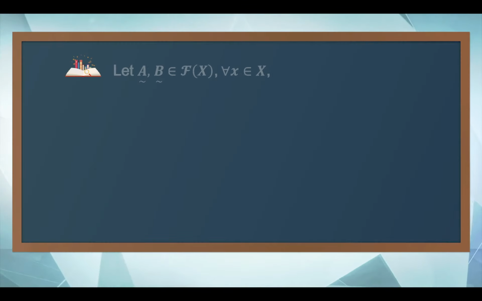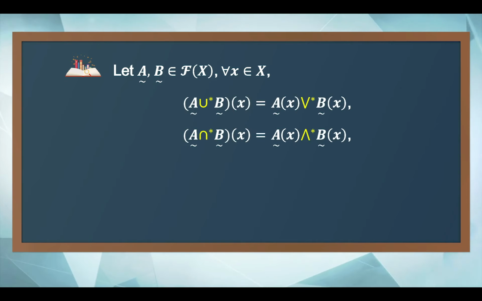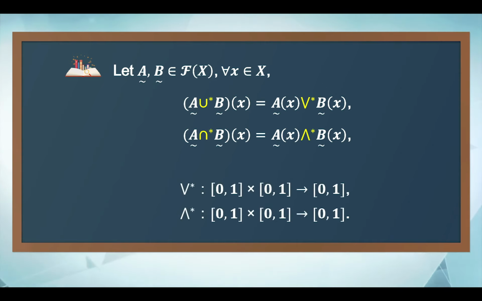Let's begin. Let A and B be two fuzzy sets. The generalized union of A and B at x should be equal to the generalized maximum of A(x) and B(x). The generalized intersection of A and B at x should be equal to the generalized minimum of A(x) and B(x). We use these notations to denote the generalized union and generalized intersection. We use these notations to denote the generalized maximum and generalized minimum.